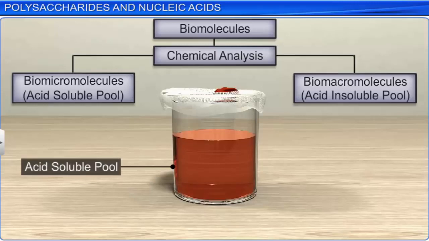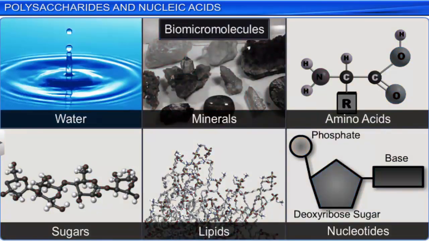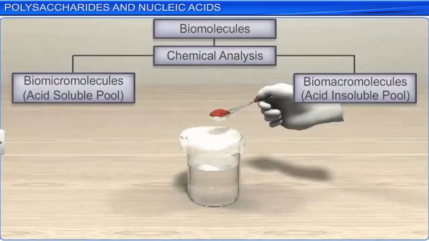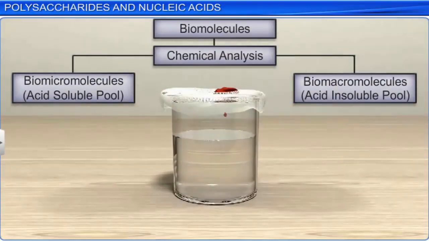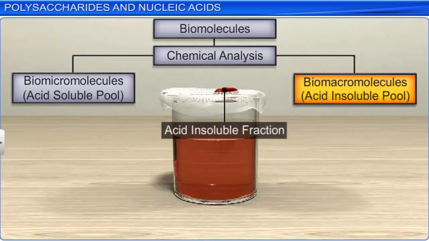Some examples of biomicromolecules are water, minerals, amino acids, sugars, lipids, and nucleotides. On the other hand, biomacromolecules are compounds found in the acid-insoluble fraction. They have molecular weights in the range of 10,000 daltons and above.